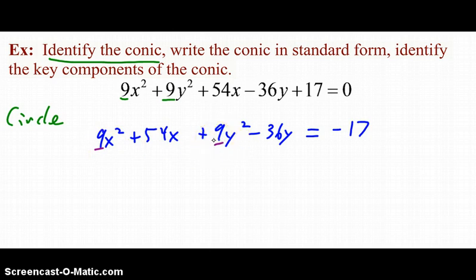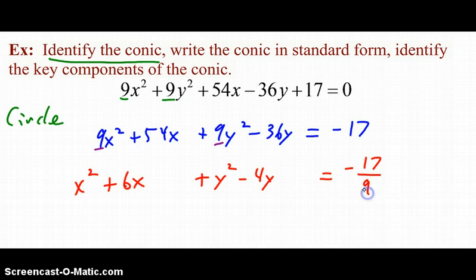For the other conics, you're going to have to treat the x's separate from the y's. But because here it's a circle, I can treat the x's and y's together. So what I want to do is divide the entire equation by 9. So I'm going to rewrite this as x squared plus 6x, I'm going to leave a little space because I'm going to complete the square there, plus y squared minus 4y, leave a little space, equals negative 17 over 9. Don't forget to divide that by 9 as well.